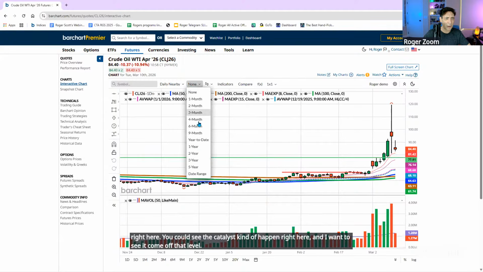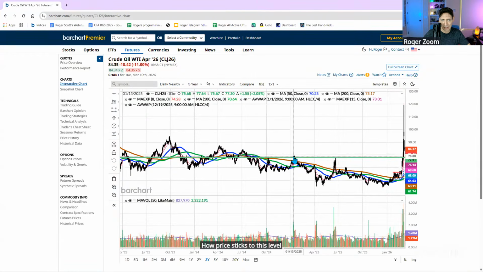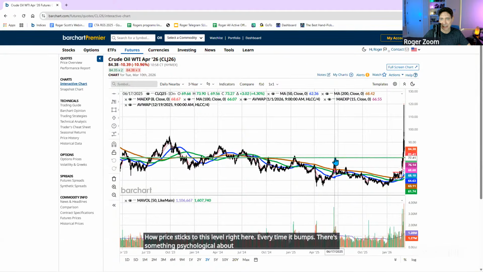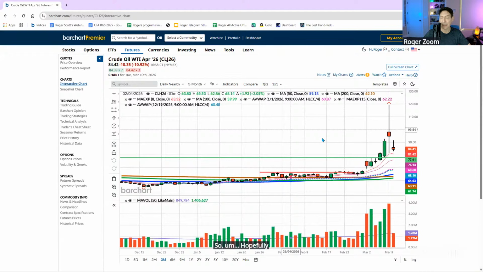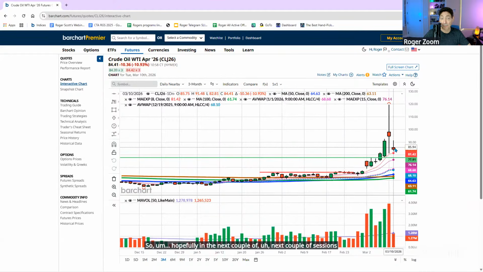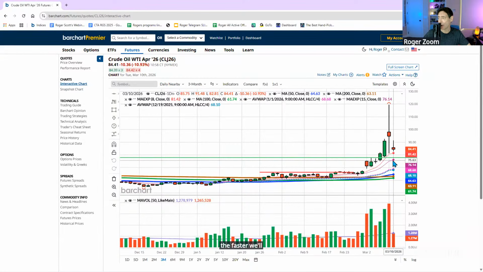Also, I used a long-term view. Look at how price sticks to this level every time it bumps. There's something psychological about that 77.60 level. So hopefully in the next couple of sessions, the faster we come off, the faster we'll see the stock market go higher again.